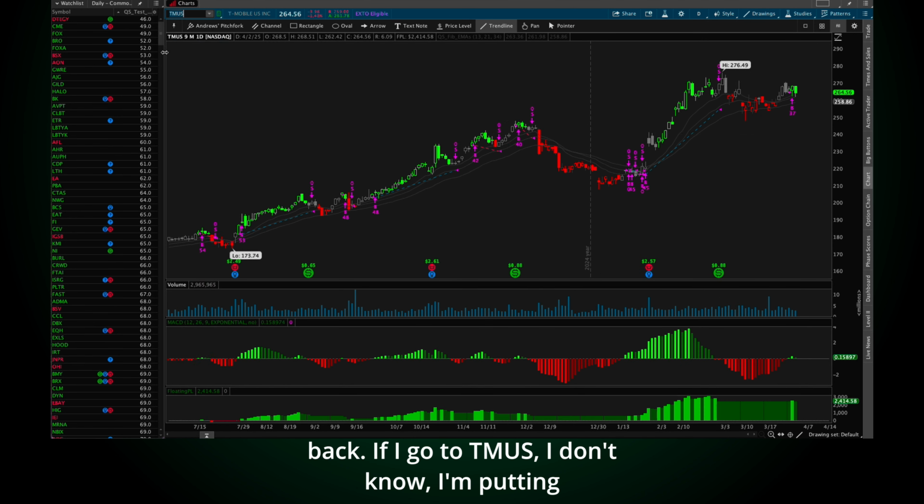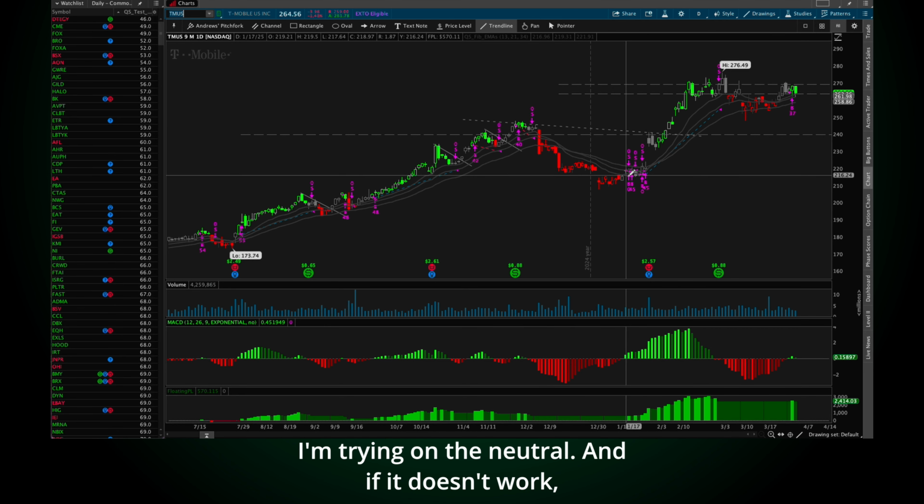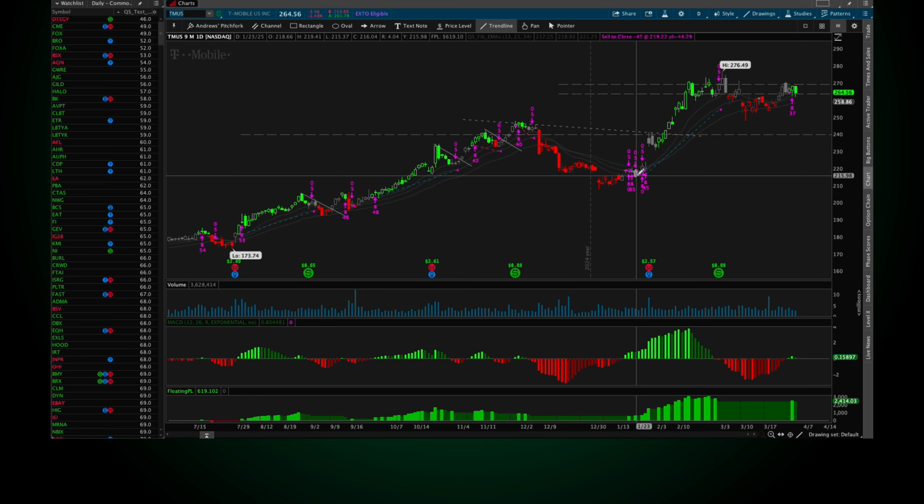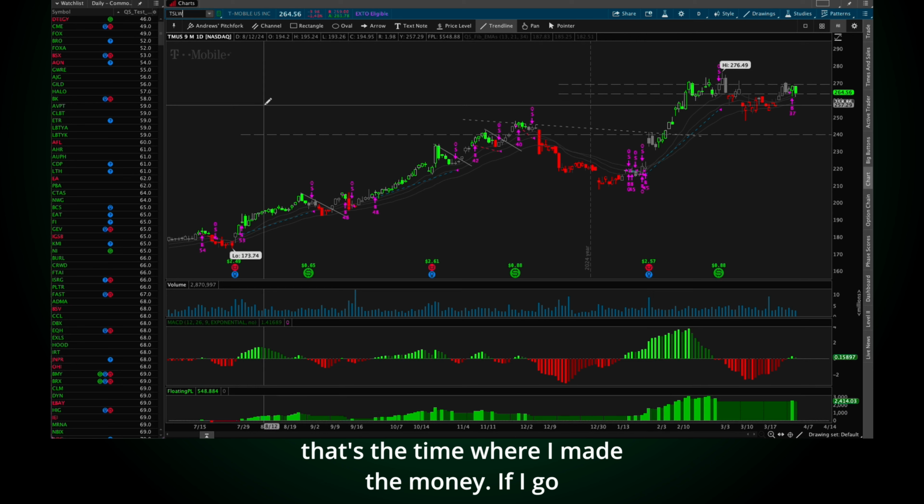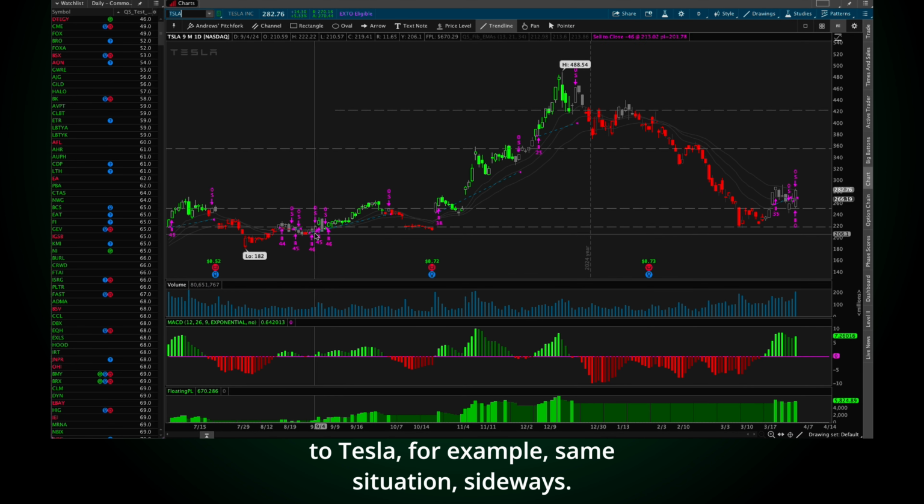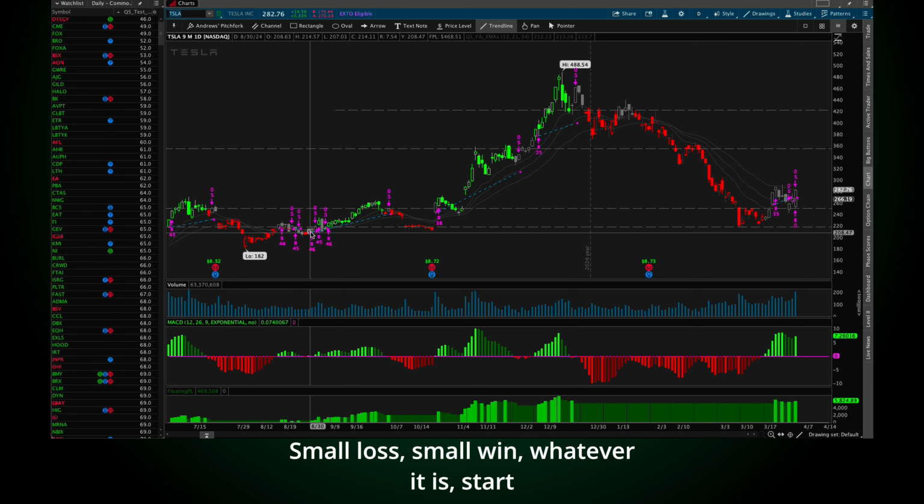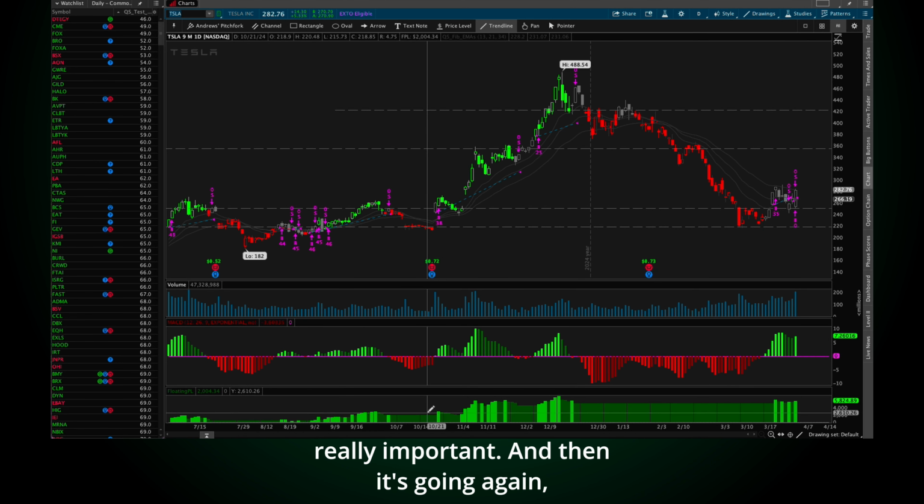If I go to T-Mobile, I don't know. I'm putting stocks here randomly. I'm avoiding bad times. I'm trying on the neutral, and if it doesn't work, it's fine. I just get out quickly with a small loss. But when I enter and there is a run, then that's the time where I made the money. If I go to Tesla, for example, same situation, sideways, small loss, small win, whatever it is, it starts running. I made some. Bad time, I keep my money, really important.